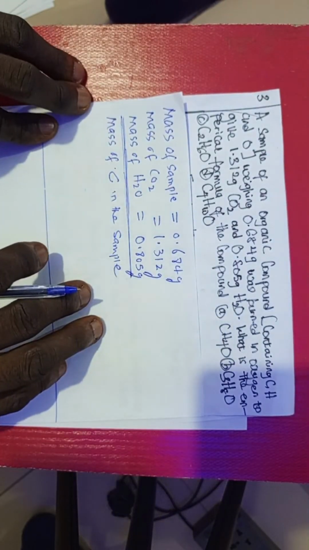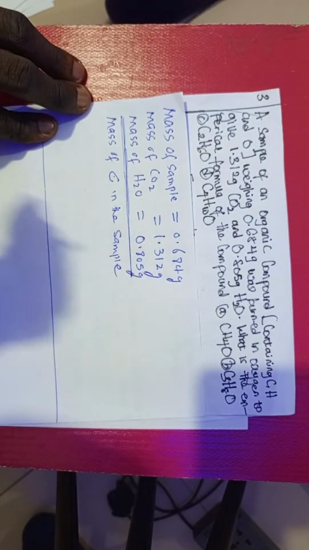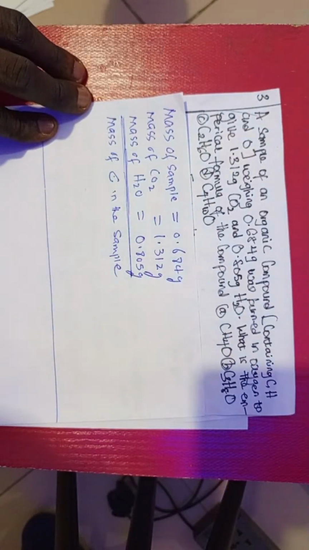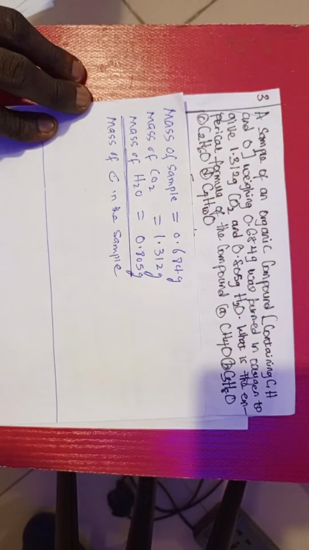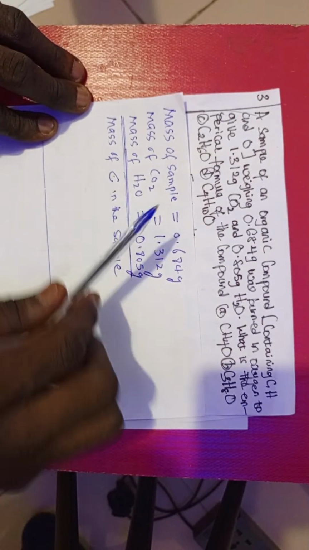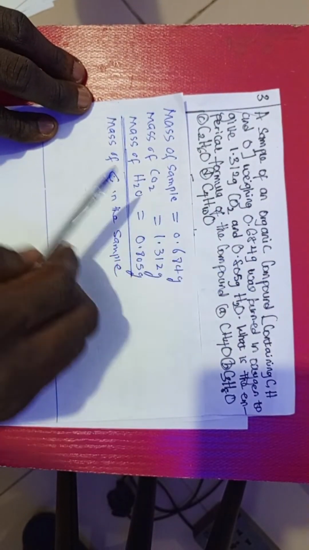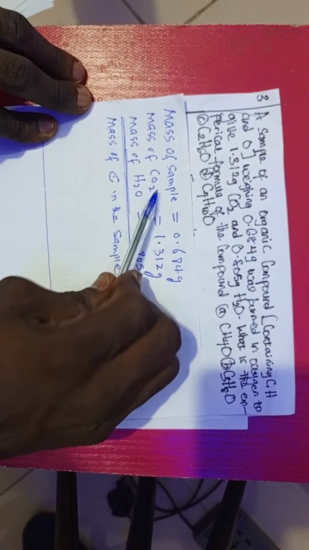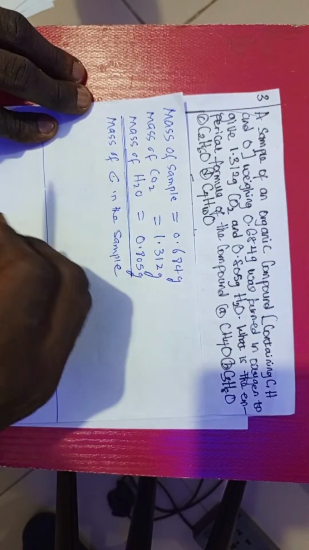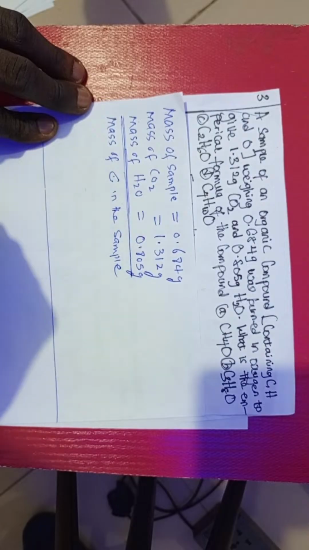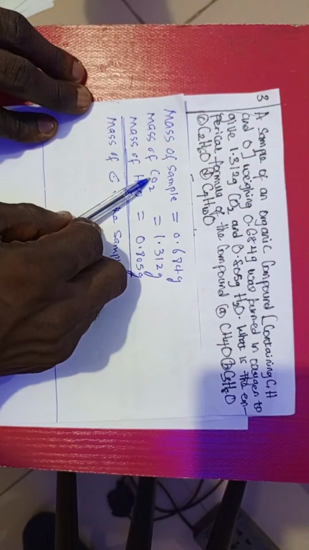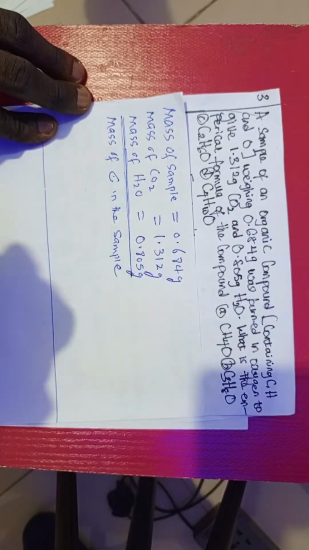How do we obtain the mass of carbon in this sample? To obtain the mass of carbon in this sample, we are going to do a very simple stoichiometry. Now, don't forget that the products obtained from this combustion process are carbon 4 oxide and water. Between these two products, in which can we find carbon? The answer is carbon 4 oxide. So I'm going to use carbon 4 oxide to find the mass of carbon in this compound.